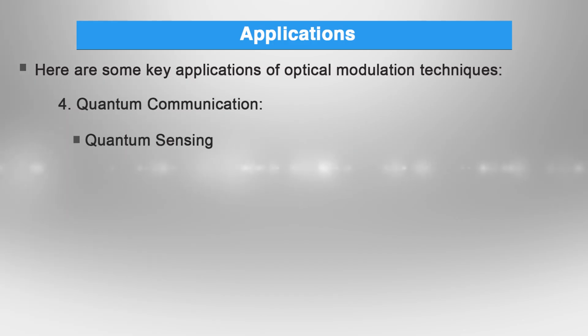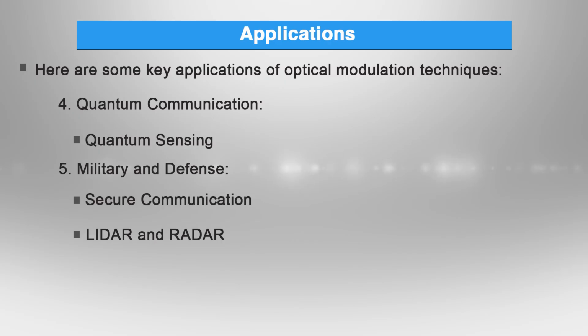Quantum communication, which is quantum key distribution. Optical modulation techniques are essential in quantum communication, where they are used to encode quantum information onto light particles. These ensure a secure communication channel, as any attempt to intercept the data alters the quantum state, revealing the presence of an eavesdropper. Next is military and defense.